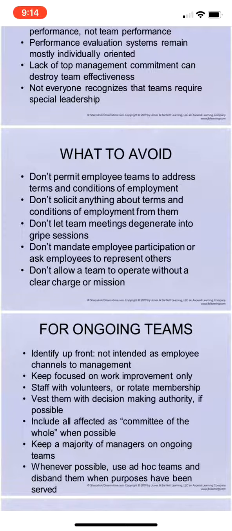Number 2, do not solicit complaints, grievances, or suggestions about terms and conditions of employment from the team. If such issues arise on their own, refer them to the proper point in the organization. Number 3, do not let team meetings degenerate into gripe sessions in which members simply complain about aspects of their employment. Number 4, do not mandate employee participation. Ask employees to represent other employees or sanction employees' elections to choose representatives. And 5, do not allow an employee team or committee to exist and function without a clear, understandable mission or charge, and without fully and plainly delineating limits on the authority and responsibility. In other words, the group must know exactly what it can and cannot do.